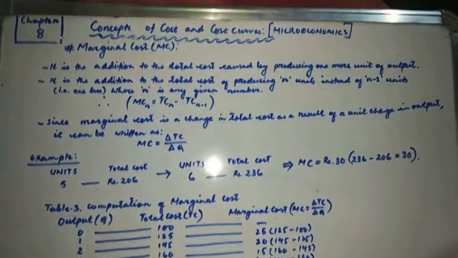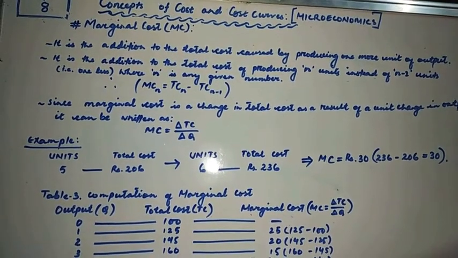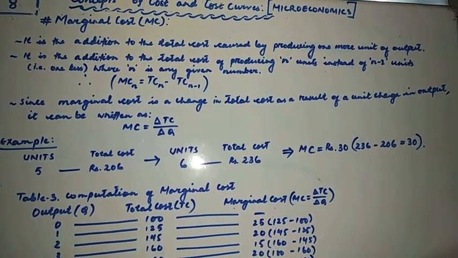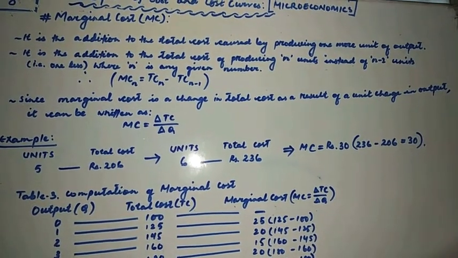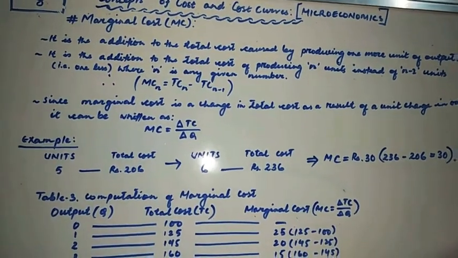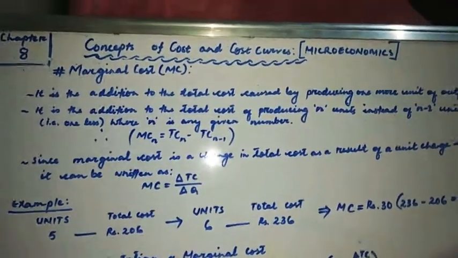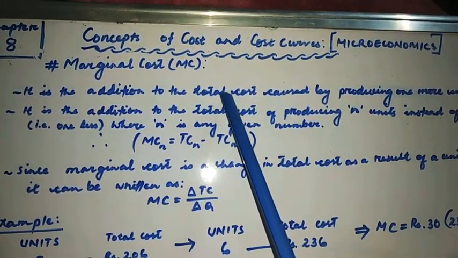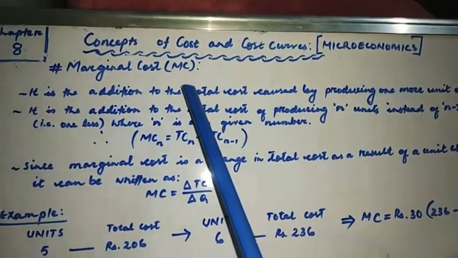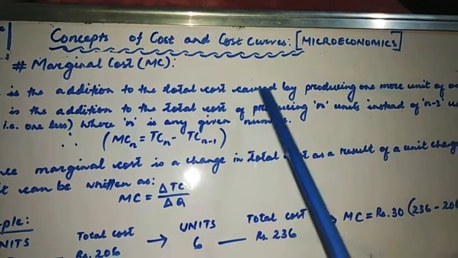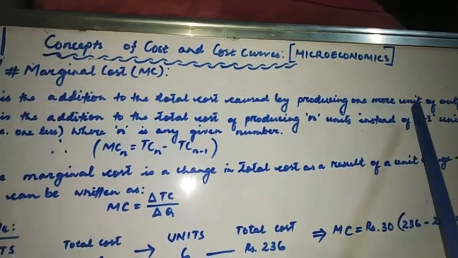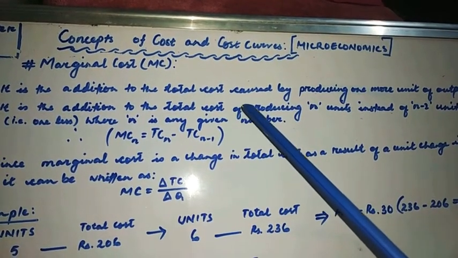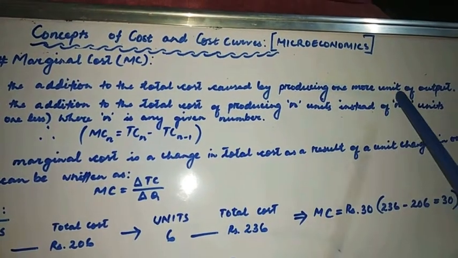So the next topic that we have is marginal cost. The concept of marginal cost also occupies an important place in modern economic theory. So what is marginal cost? Marginal cost is nothing but the addition to the total cost caused by producing one more unit of output. So it is adding up to the total cost which is caused by producing one more unit of output.